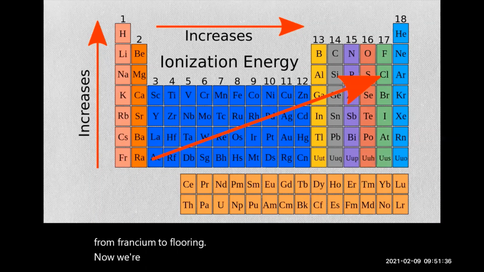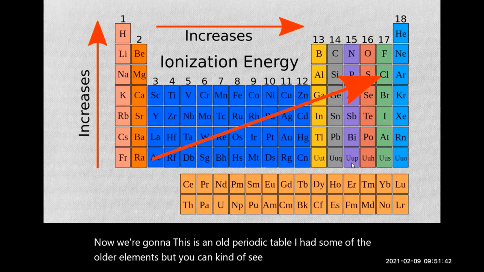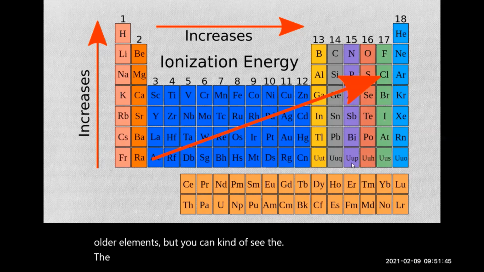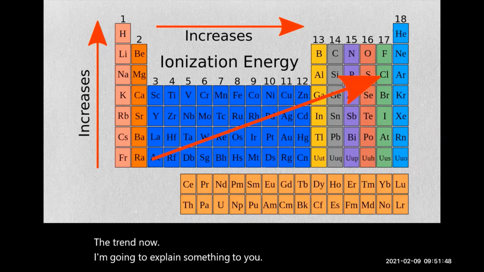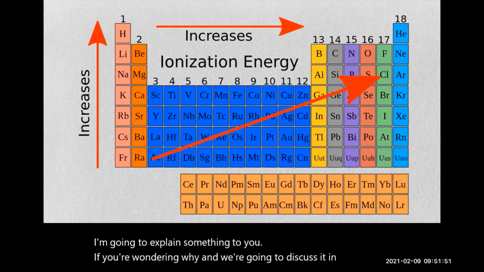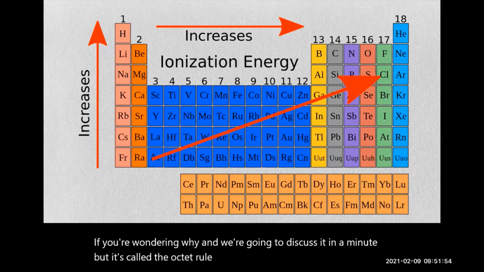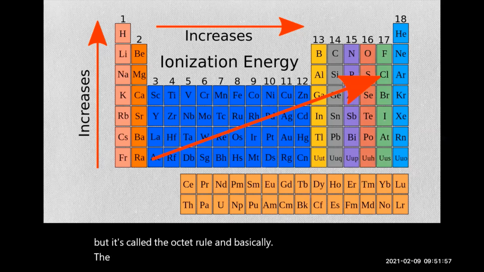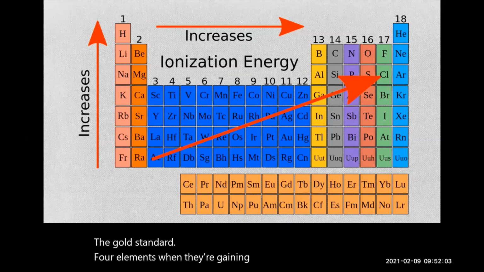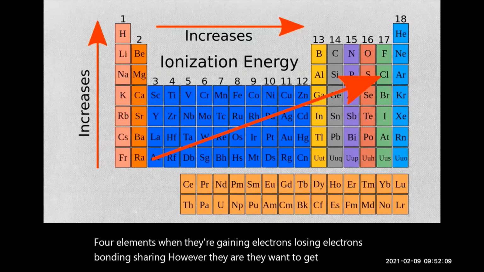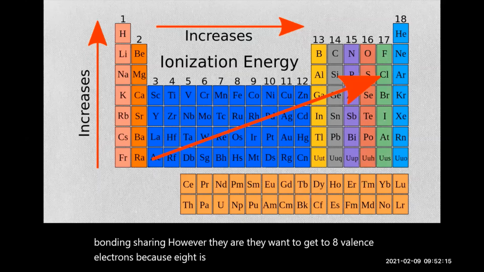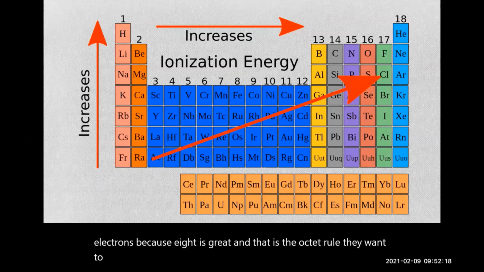Now this is an old periodic table. I had some of the older elements, but you can kind of see the trends. Now, I'm going to explain something to you if you're wondering why, and we're going to discuss it in a minute, but it's called the Octet Rule. Basically, the gold standard, whether gaining electrons, losing electrons, bonding, sharing, however they want to get to 8 valence electrons, because 8 is great, and that is the Octet Rule. They want to gain, share, or lose to get to 8.